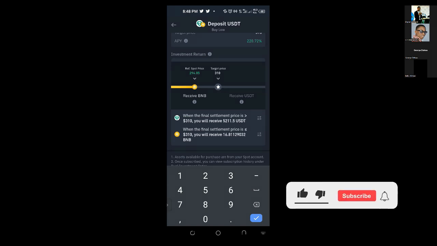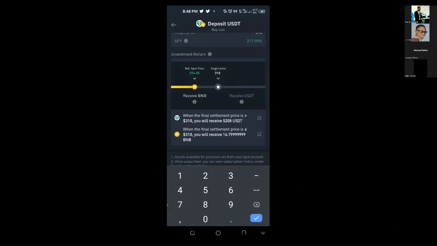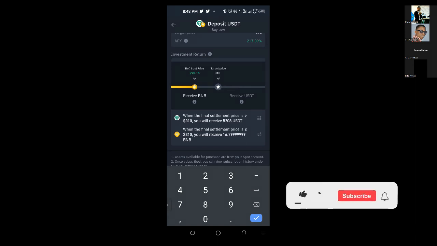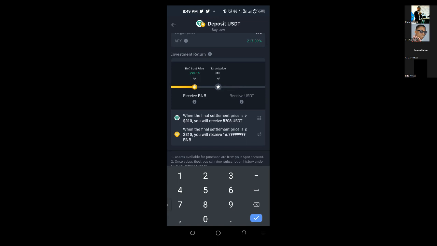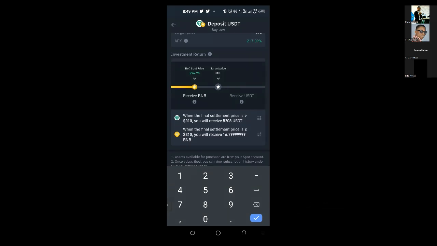Remember, we invested $5,000. So if the price that day is greater than 310, we are going to receive 5,208. It means that you have made $200 within these 7 days of just putting in your money here. But if the price is equal to 310 or less than 310, you are going to get about 16.8 BNB. So the remaining ones become the interest you are making on the platform.